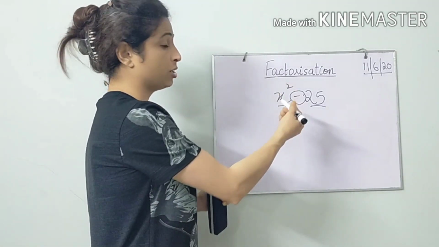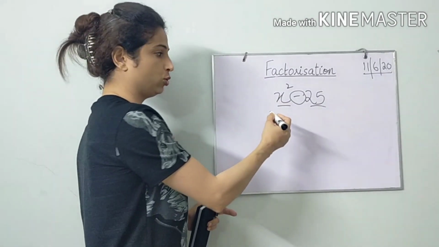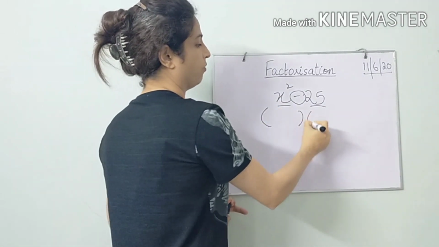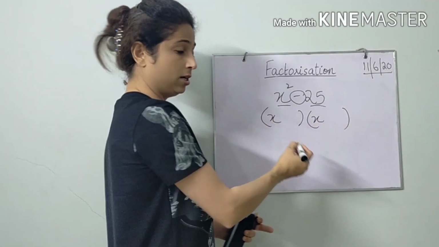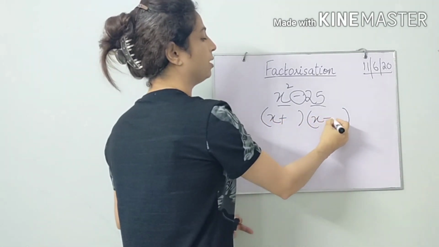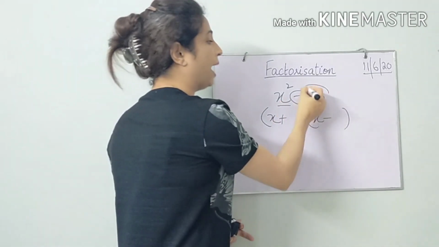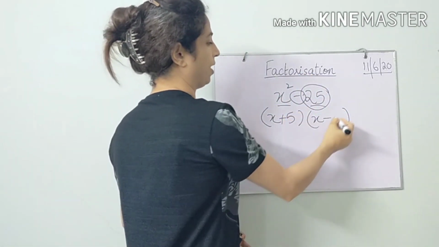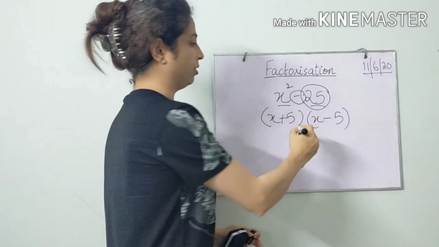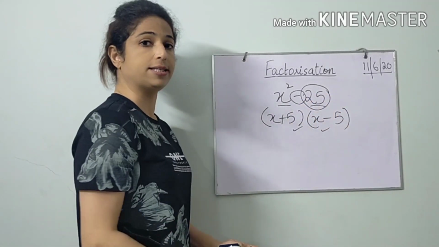The three conditions are fulfilled here. So let's do the factorization. And how do we do that? We'll just make two brackets. We'll write x here, we'll write x here, we'll write a plus here and a minus here. And then what is the square root of 25? 5. We'll write 5 here and we'll write 5 here. And these are the two factors of this expression.